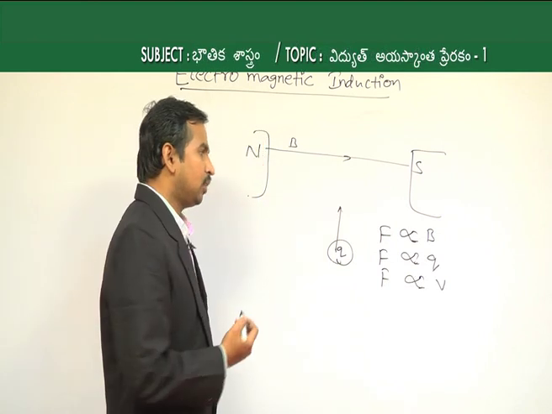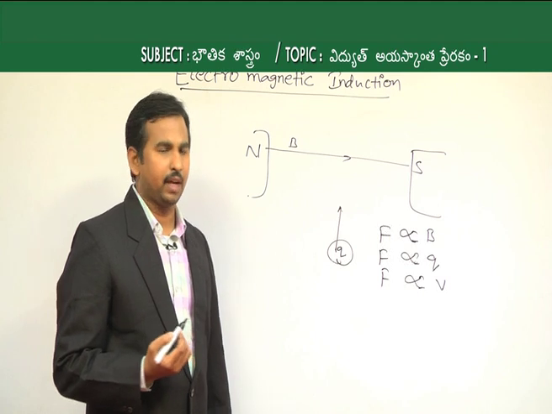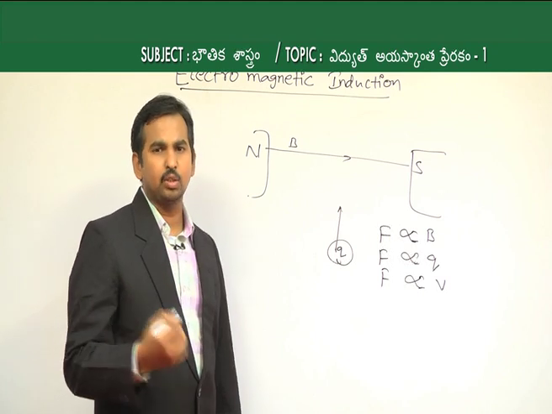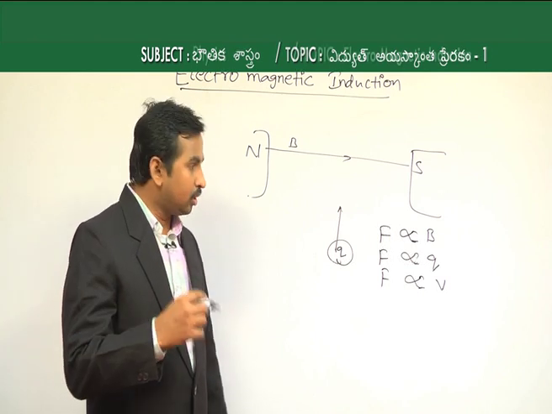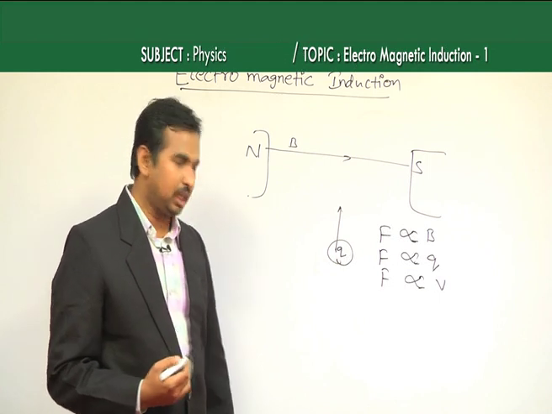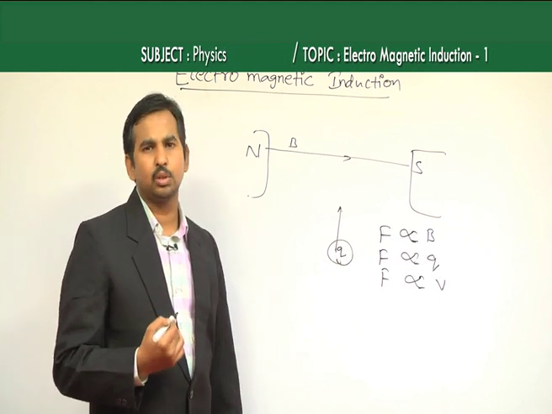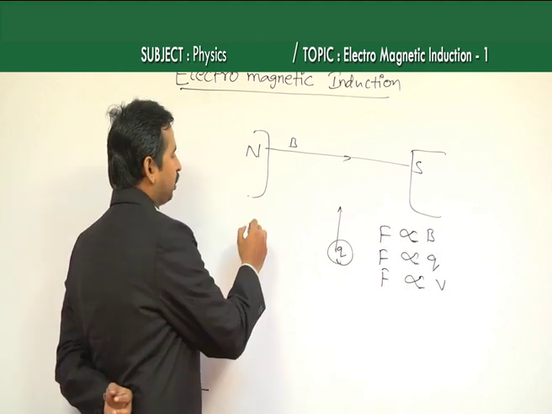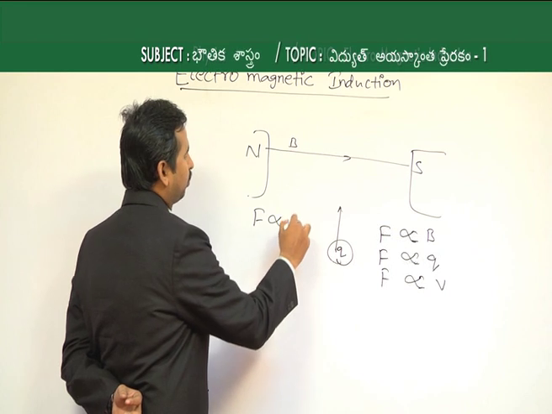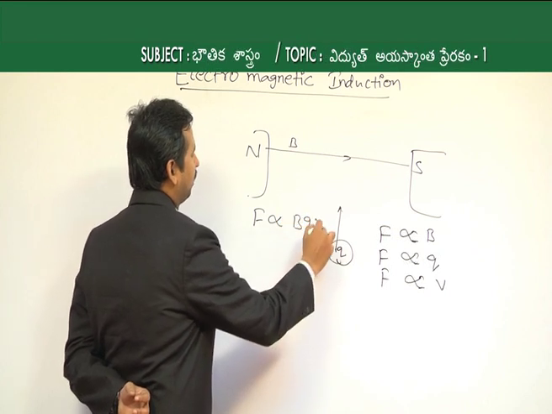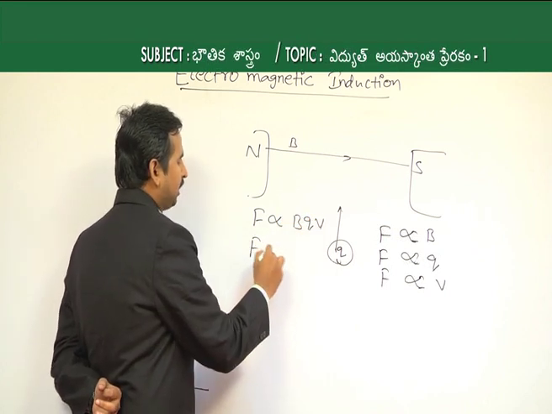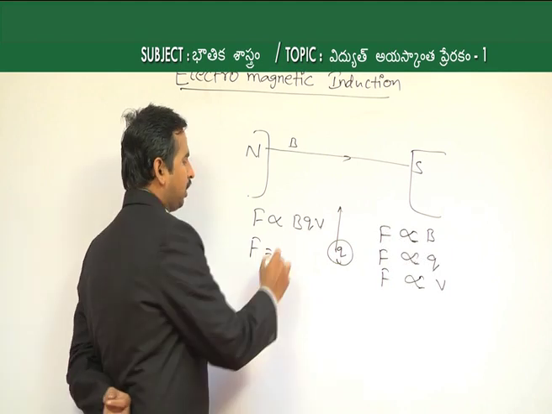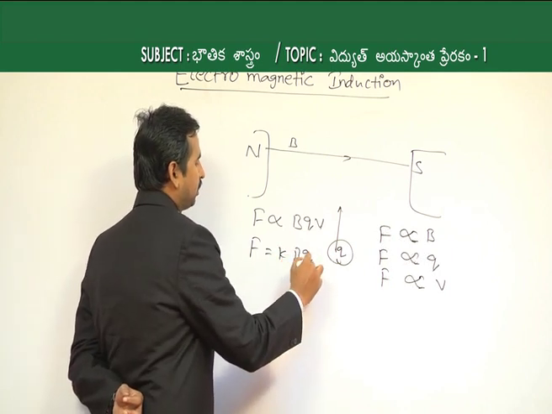Here, the force acting mainly depends on three factors. One is the strength of the magnetic field we are applying, second is the charge, how much charge we are taking, and third is with what velocity that charge is moving. As F is directly proportional to B, Q, and V, we take the relation F is equal to K, a constant, into B Q V.